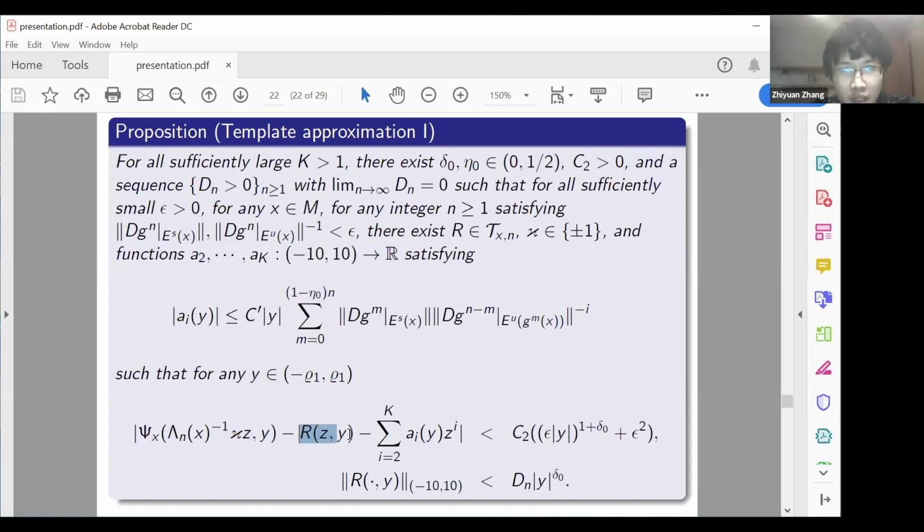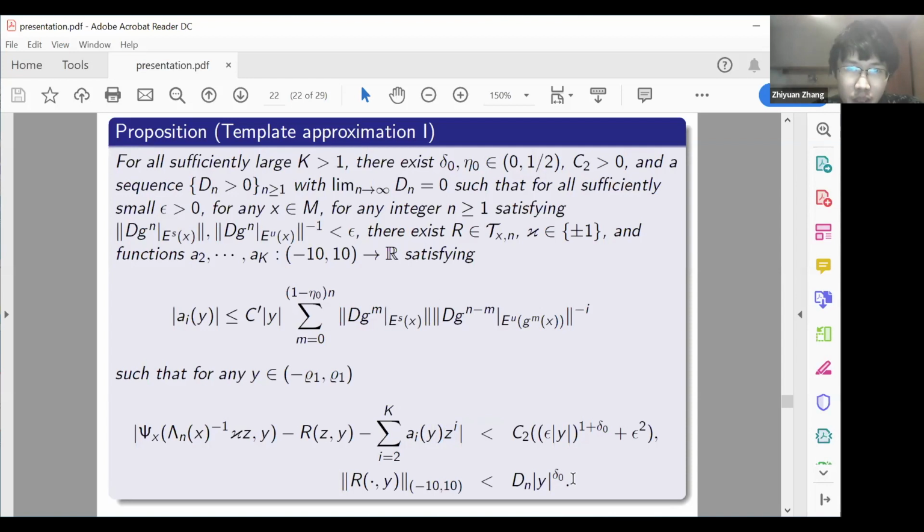You can approximate this by something formed by templates plus something. For fixed y, this is also a polynomial, but the dependence on y is less clear. In a lot of places, we only need to know that it's a polynomial in Z. But in some places, we need to know that it is also a polynomial in Y, or it has a good dependence on Y.